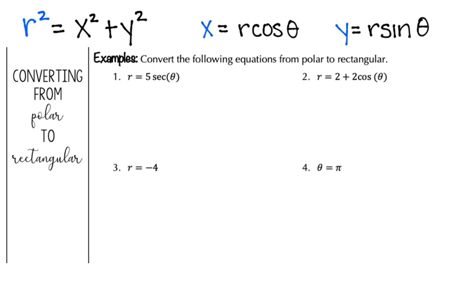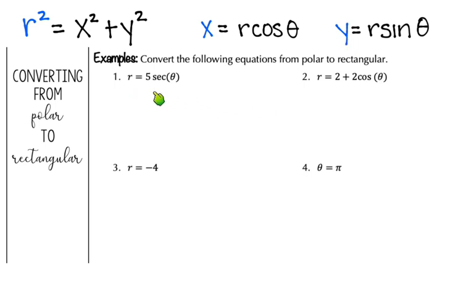Now let's talk about equations. These are a little tricky. You'll get the hang of it after you do a few of them. But we know we have these conversions. Whenever we see r squared, we can replace it with x squared plus y squared. Whenever we see r cos theta, we can replace it with x. Whenever we see r sine theta, we can replace it with y.